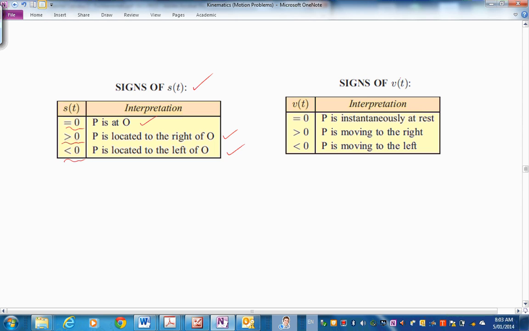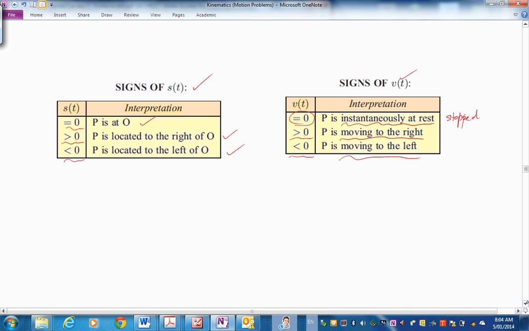So now, what about v of t? If velocity is 0, it's instantaneously at rest. It stops somewhere. It stops at a point in time. If the velocity is positive, that's s dash t, so it's moving to the right. Okay. If the velocity is negative, it's moving to the left, because s dash t would be negative. Okay. Negative rate of change there.